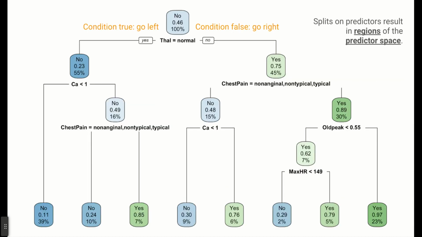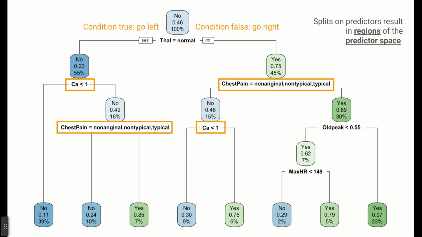A full tree grown from all predictors is shown here. Let's go over some key features. First, although it's only labeled for the first split, we always go left when the condition at the branching point is true, and we go right if the condition is false. The language that we'll use going forward is that these splits define regions of the predictor space. Predictor space is a term that describes all combinations of predictor values, and regions describe particular combinations of predictor values.